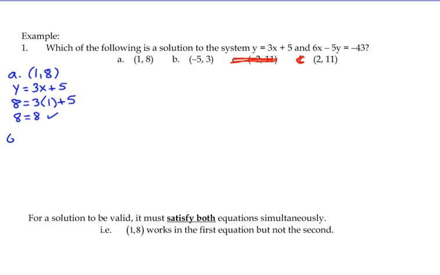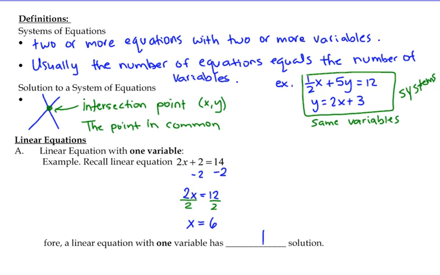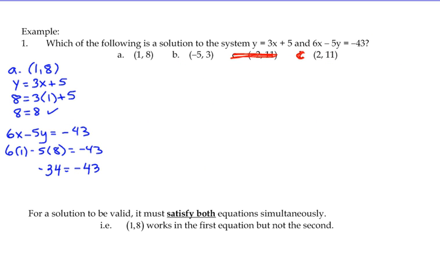Let's try the other equation. 6x minus 5y equals negative 43. So we're going to plug it in and see if it's a point on that graph too. 6 times 1 minus 5 times 8 equals negative 43. When you plug that in, Jordan, what did you get in your calculator? It gave you negative 34. So is negative 34 equal to negative 43? No, it's not equal. Sorry, guys, I want the undo. There you go. Not equal to. So is that our solution? No, that's not our intersection point. It's on one of the lines, but not on both.